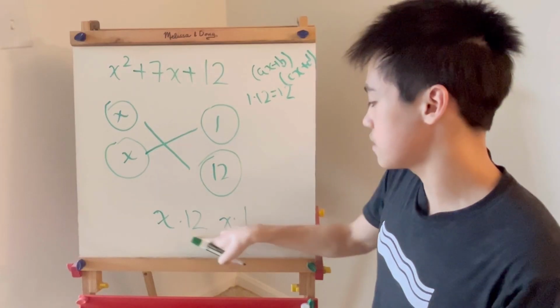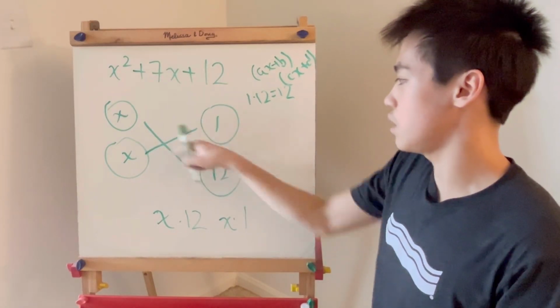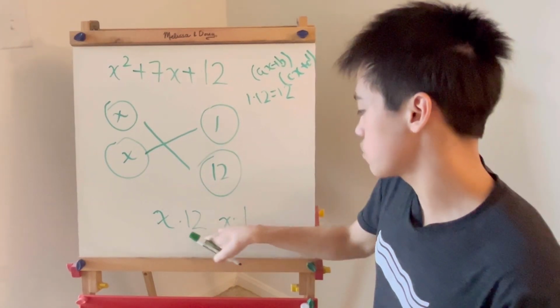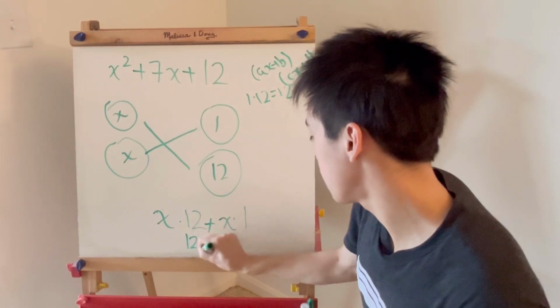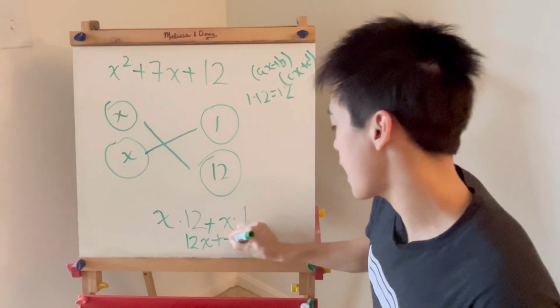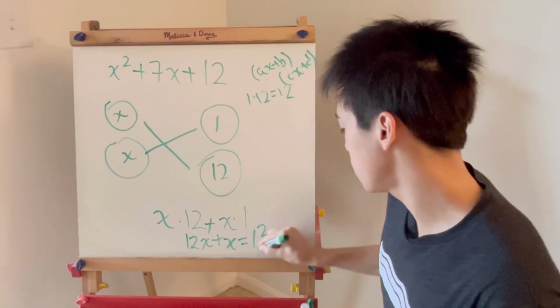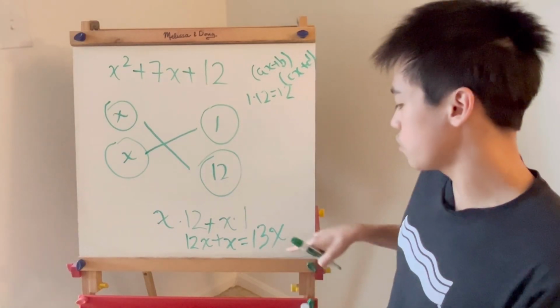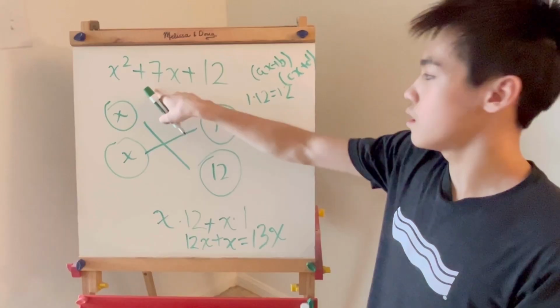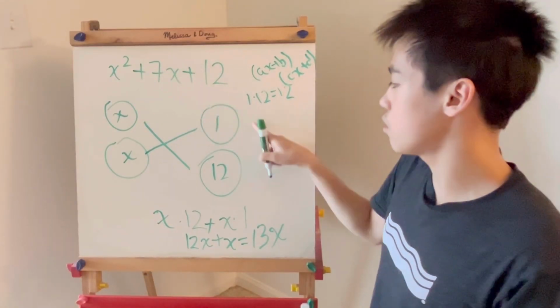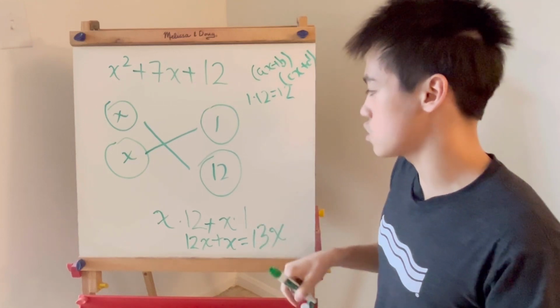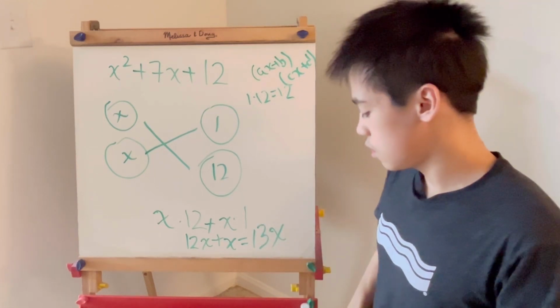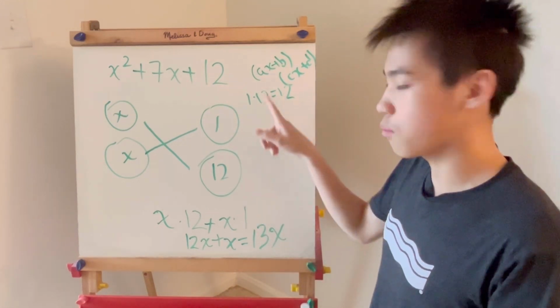So let's just add these 2 products that we just achieved. So x times 12 is just 12x, and x times 1 is just x. So adding those gives 13x. So since we know that 13 is not the same as 7, we know that 1 and 12 won't be a valid combination, at least for the constant terms. So let's try another pair of numbers that multiply to 12.